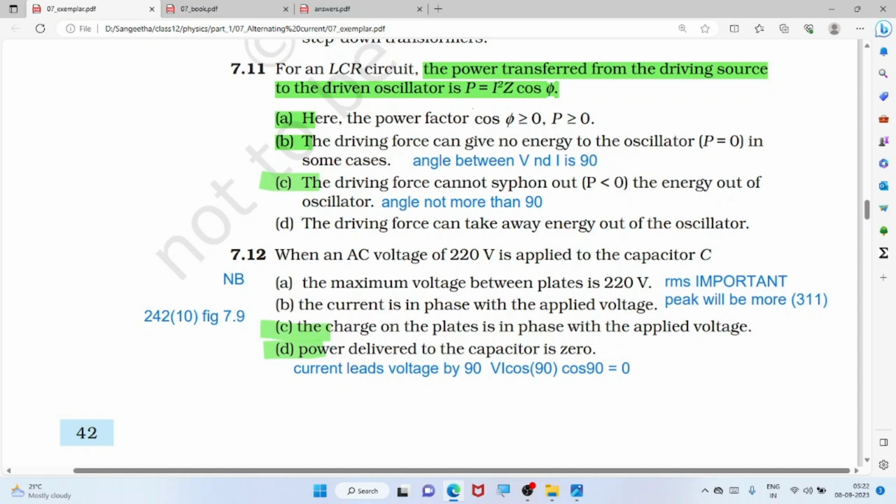This angle, when cos phi is more than 90, then only it will be negative, because for an angle less than 90 the cosine can't be negative.